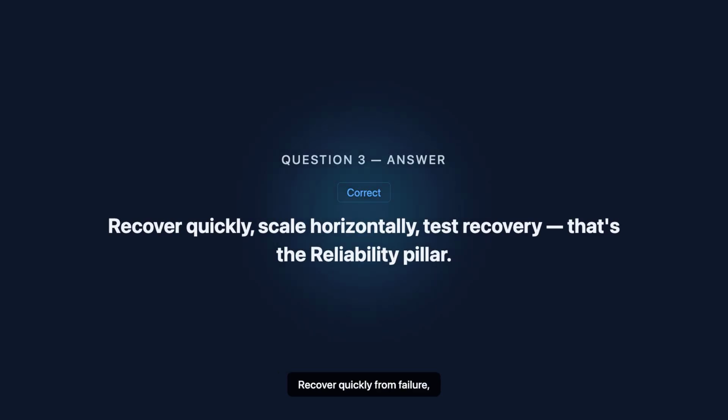Recover quickly from failure, scale horizontally for availability, and test your recovery procedures. Those three design principles belong to reliability. When a question is about surviving and bouncing back from failure, that's your pillar.